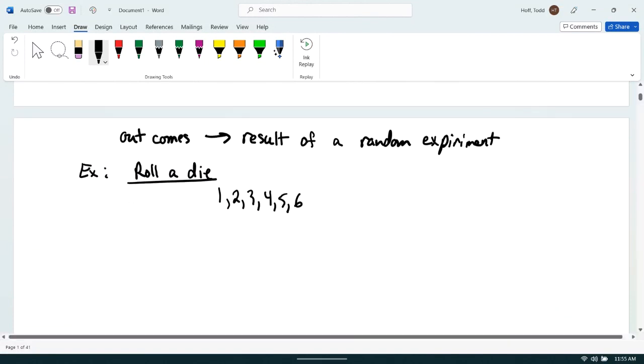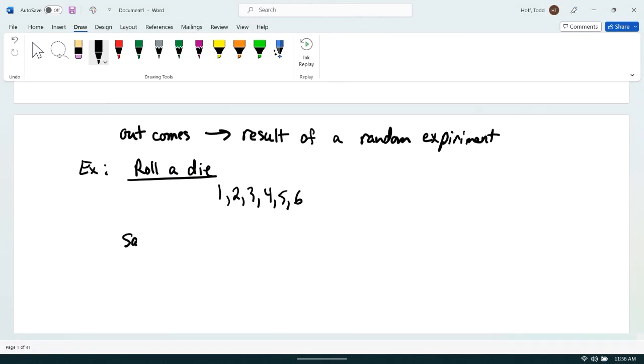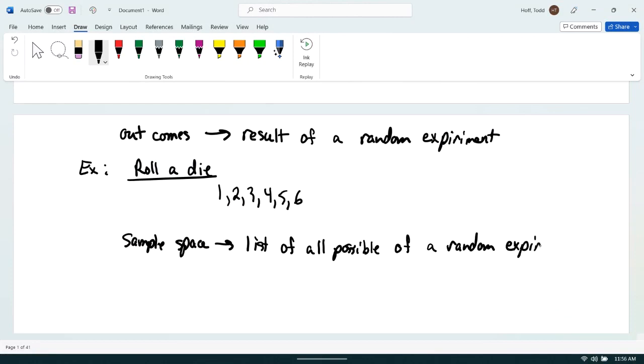Now, sample space is a list of all possible outcomes for that random experiment. Which is what I actually just gave you right here. This is the sample space for rolling a die. That is all the possible outcomes or all the possible results for that experiment.